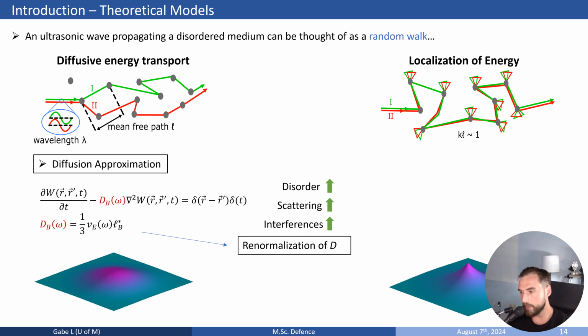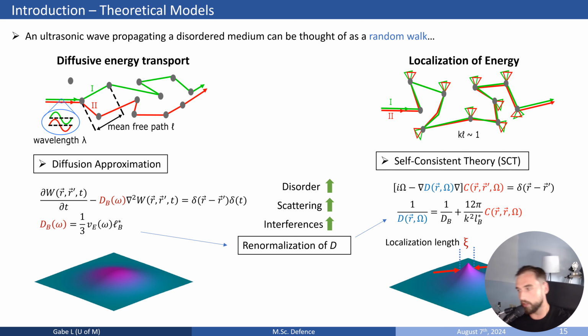And so now, as the disorder goes up, scattering will go up, interferences go up, and so we can't use a diffusion approximation anymore to describe the wave behavior in this type of regime where we have a lot more disorder and scattering. And so this leads to a renormalization of D in order to more accurately describe it. And the self-consistent theory, or SCT, does exactly that.